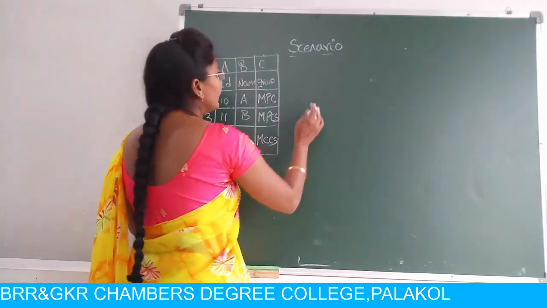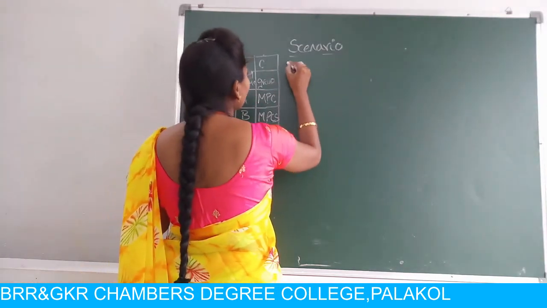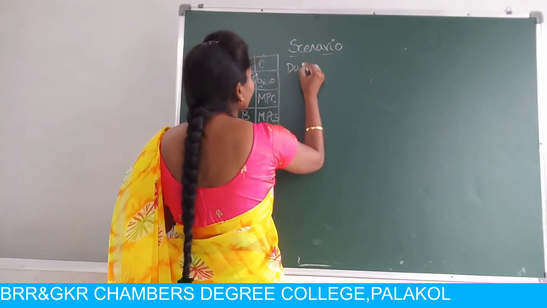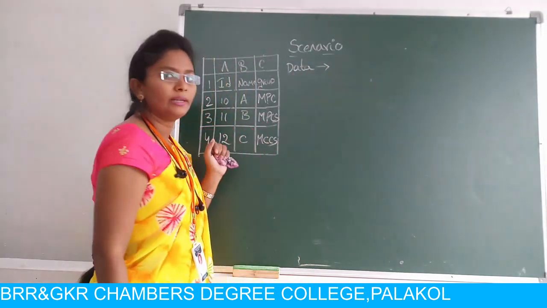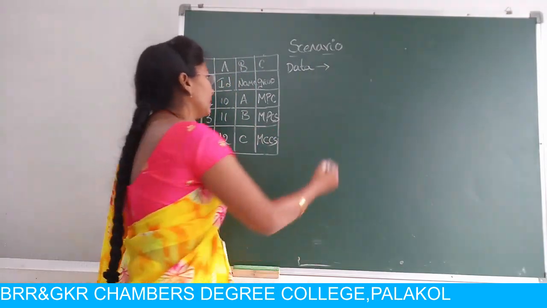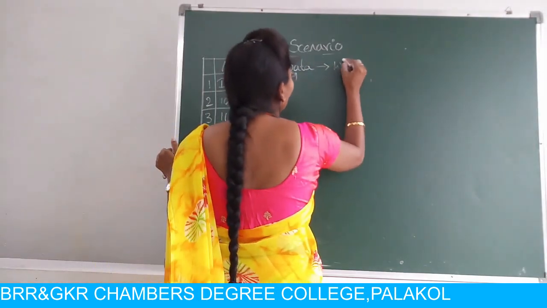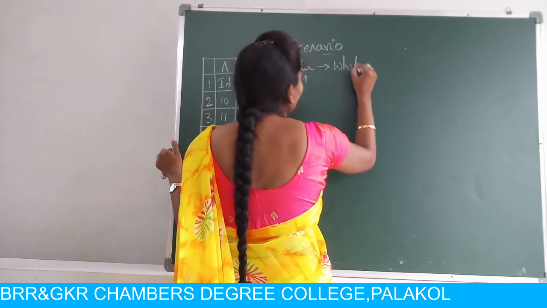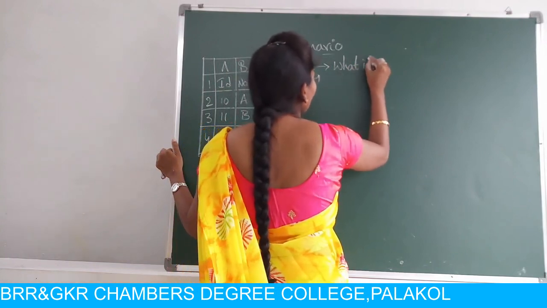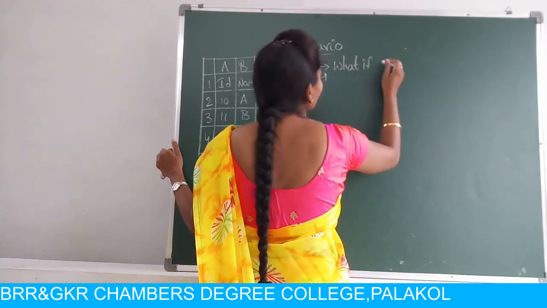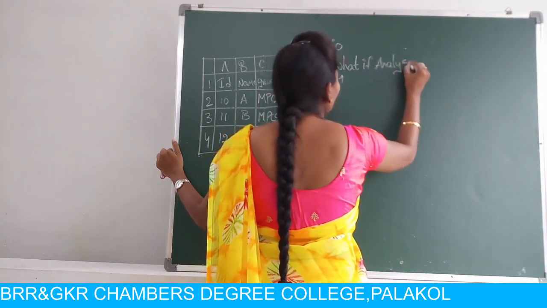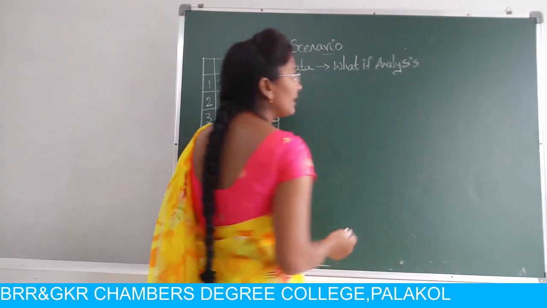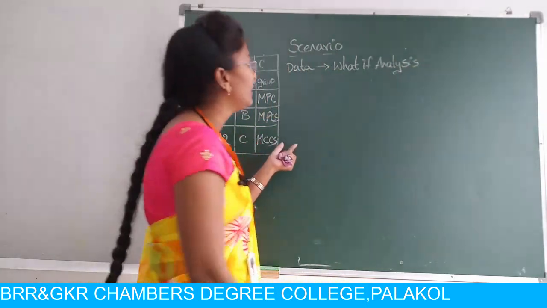After selecting the data, go to the data tab. In that data tab, you can see the what if analysis option. In this what if analysis, you can see 3 types.